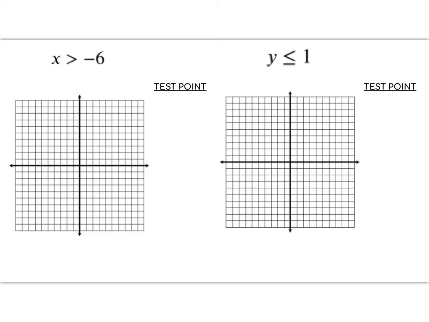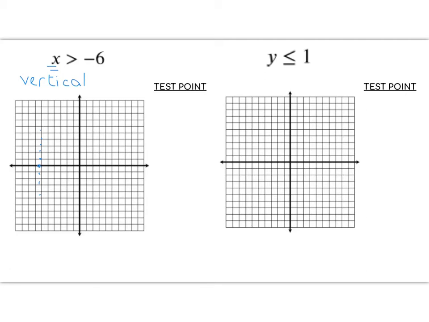Now let's look at our special cases. If I have just an x in my equation, we saw that this is a vertical line. That means x is negative 6 on every point on that line. So I go over to negative 6 on the x-axis. 1, 2, 3, 4, 5, 6. And this would be a vertical line. So the x-coordinate of every point on that line is negative 6.